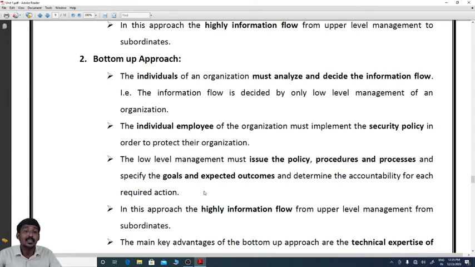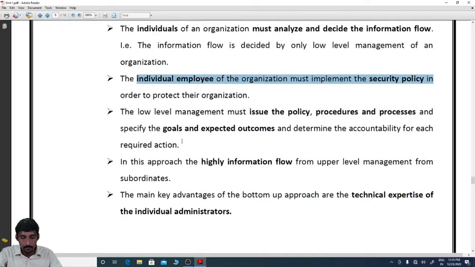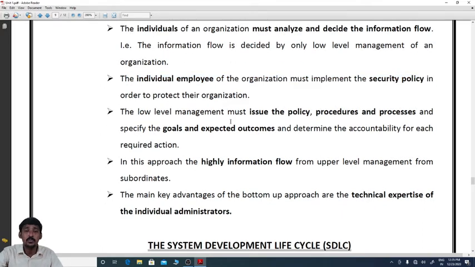Here the information flow depends on the low-level management of the organization. The individual employee of the organization must define this security policy. I have a security policy, so I need to decide based on my security policy, and I have to implement and secure information. In this case, the lower-level management defines the security procedures, the processes, and the outcomes for accountability of each required action.